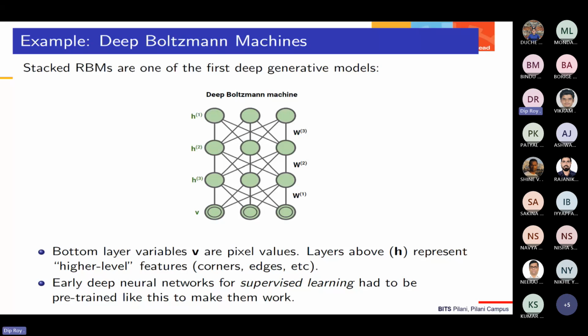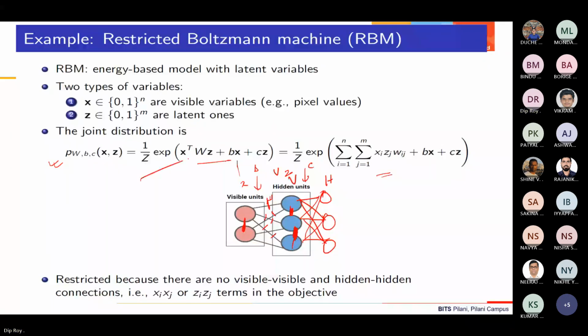All right. In earlier days, your deep neural networks, in supervised learning, had to be pre-trained this way to make them work. And why are they energy-based models? They are energy-based models because of this particular form.